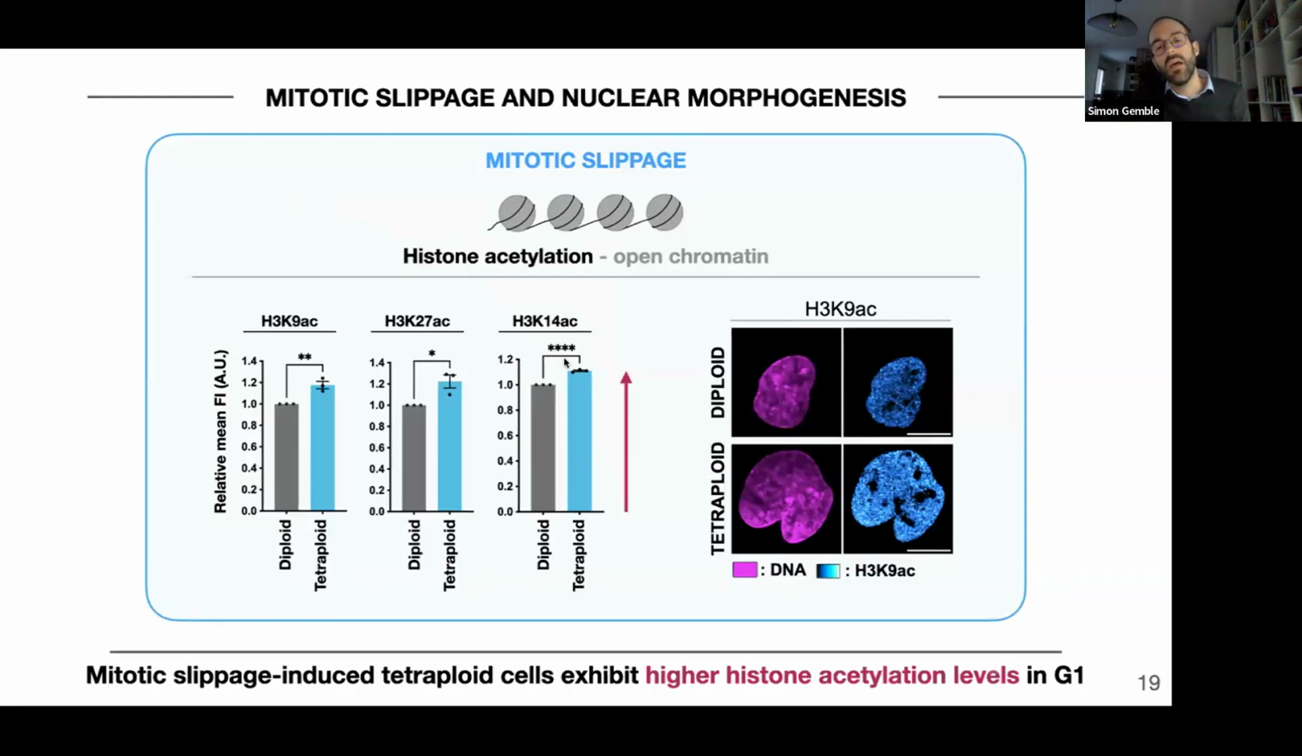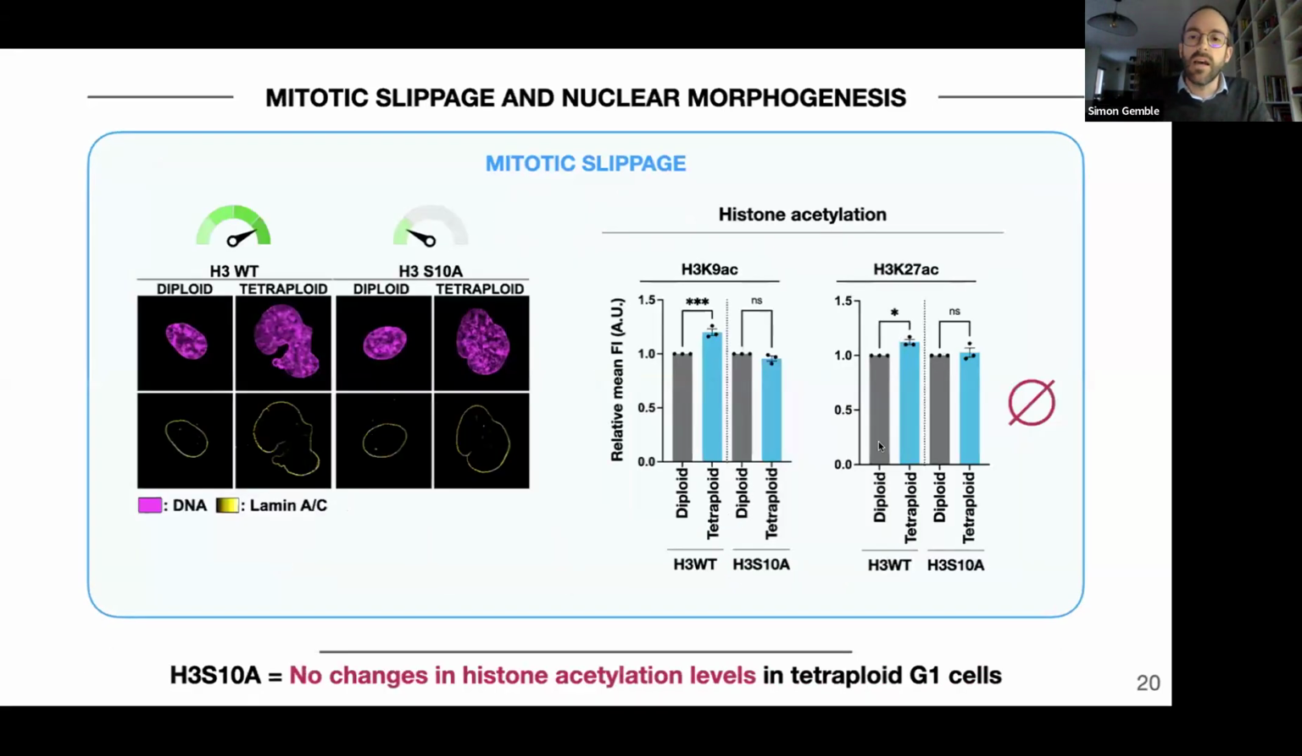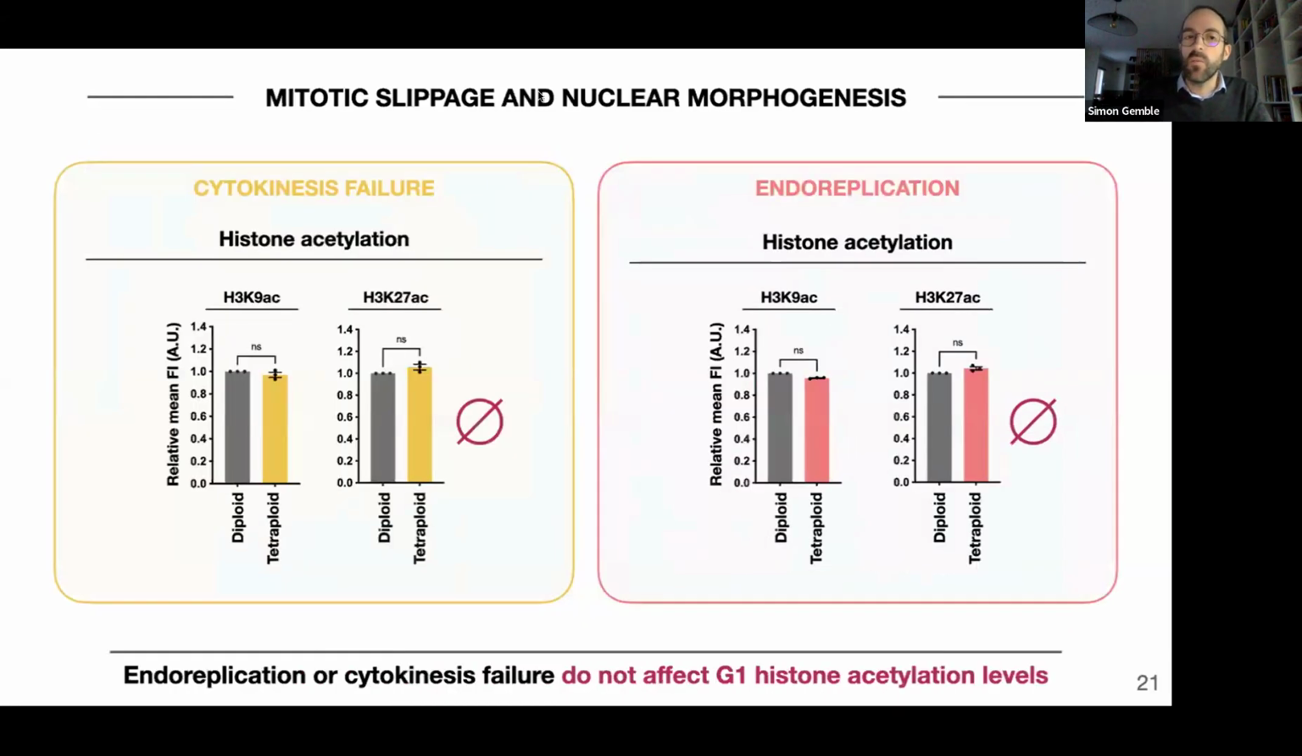And more importantly, we found that this increase in histone acetylation levels is actually dependent on serine 10 phosphorylation, because when we express this mutant that cannot be phosphorylated, there is no more increase in the acetylation level. And when we induce whole genome duplication by cytokinesis failure or endoreplication, we did not observe any increase in acetylation level, showing that it's very specific to mitotic slippage and to the serine 10 phosphorylation.